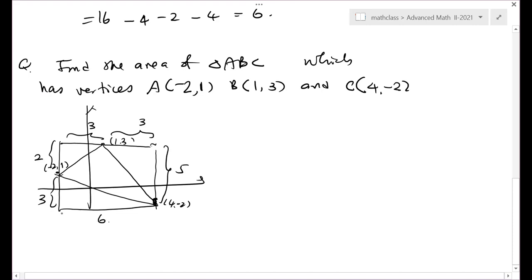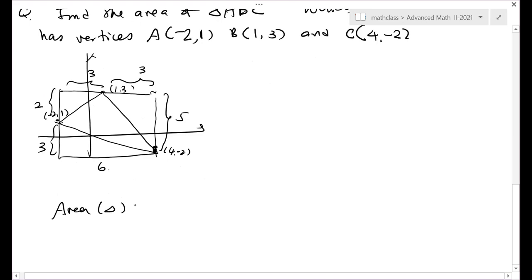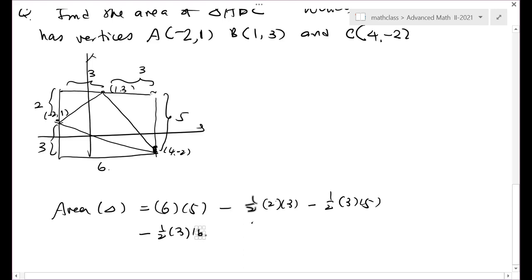So now it's clear. The area of the triangle we're looking for is the area of the rectangle, 6 times 5 first. Then you subtract the area of each one around it. So the area of the upper left triangle is 2 times 3 divided by 2. Upper right, 3 and 5. Then the lower left, 3 and 6. So let's simplify a little bit.